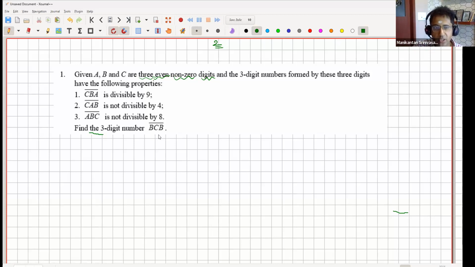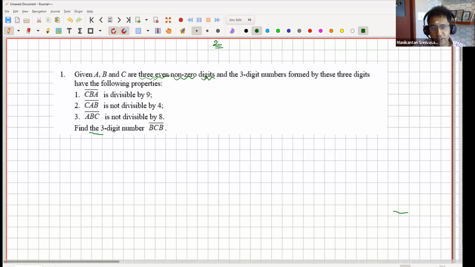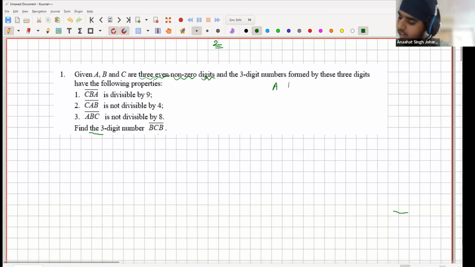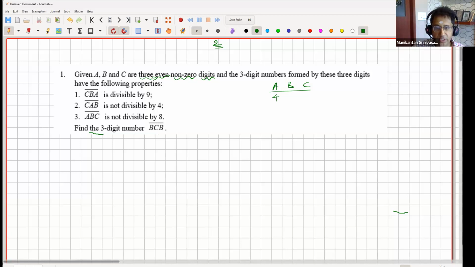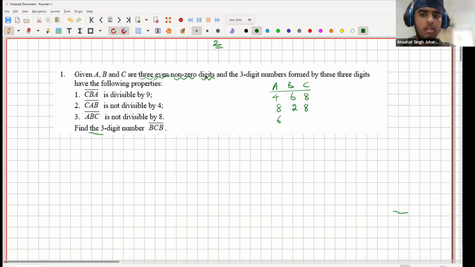So Anahat, what is it with possibly repeating digits? With possibly repeating digits, ABC would be 4, 6, 8, in this order, or 8, 6, 8. Okay, 8, 6, 8 is an example. I was thinking 6, 6, 6. Okay, so let's discuss.